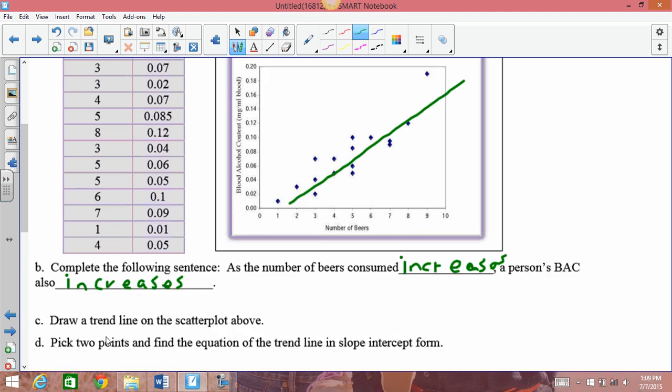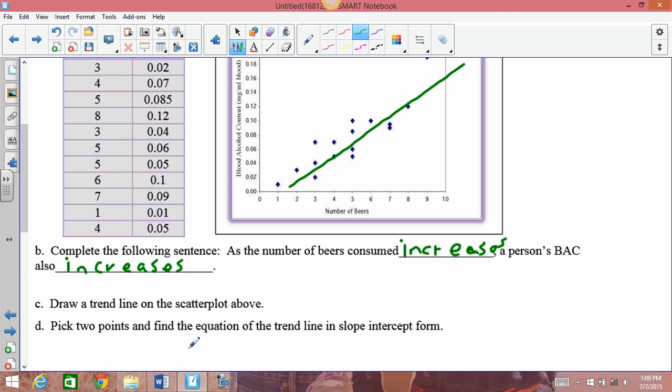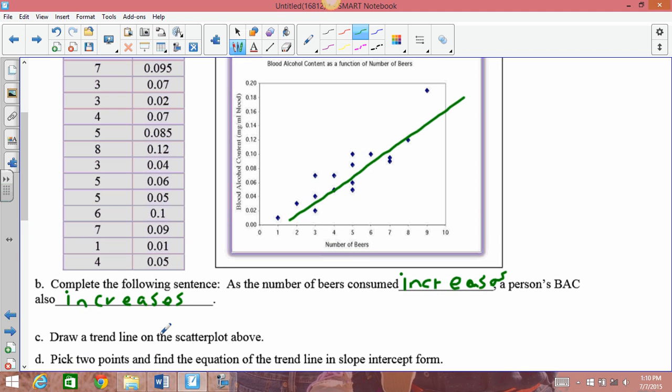Okay, part D says pick 2 points and find the equation of the trend line. Now here, since I've just said pick 2 points, this is where there could be a whole lot of variance. Let's all say that we're going to pick 2 specific points so that we at least find the same trend line. I would definitely make sure that you did that on a test. I would be specific and say, okay, pick these 2 points.